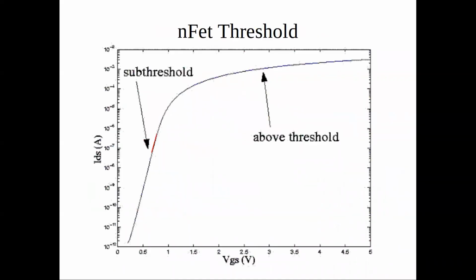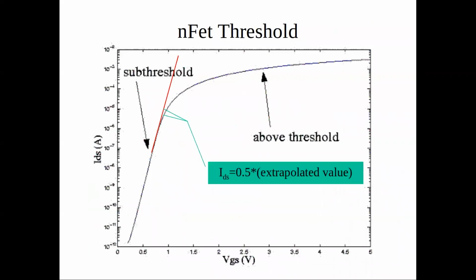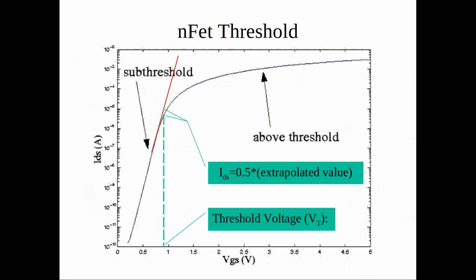Okay, yeah. Now Toby is asking, how do we actually measure the threshold voltage that determines the region between subthreshold and above threshold? And this is the way to do it. You basically can just fit a line with the line of the exponential that you have, and when the current differs by 0.5 of the extrapolated value from the actual measured value, that is defined as the threshold. And then you go back to the gate to source voltage. That is the threshold voltage.